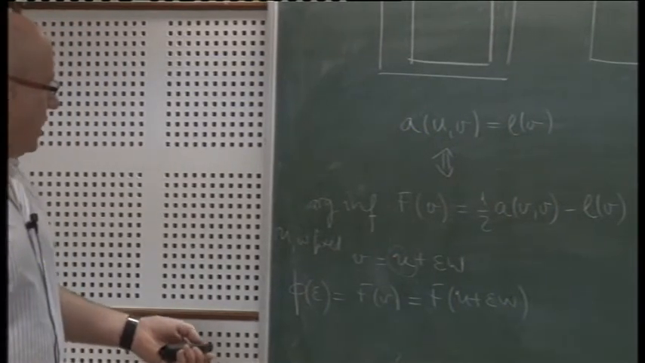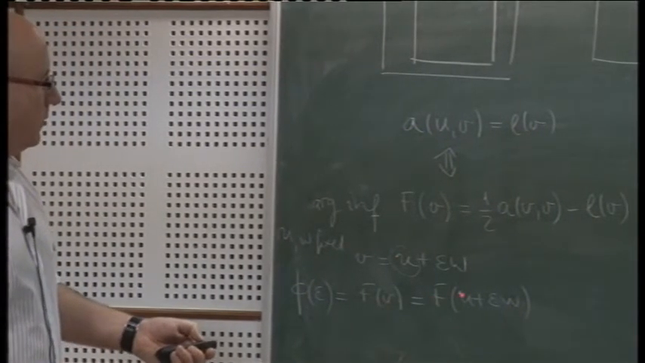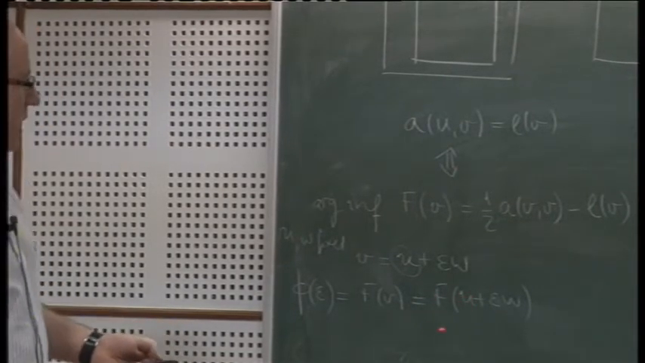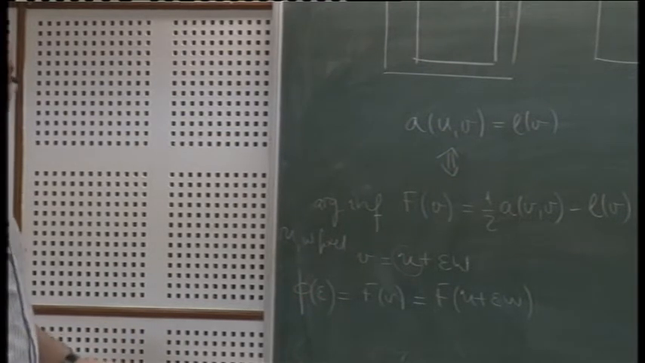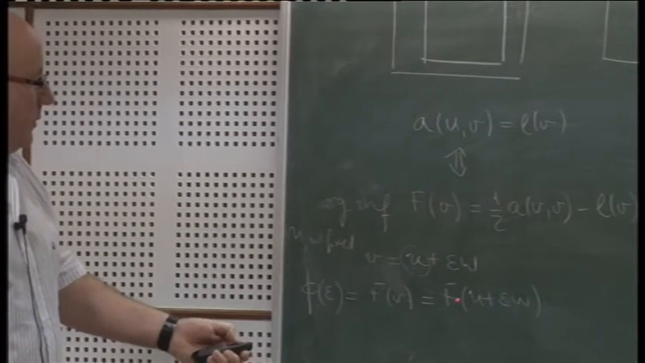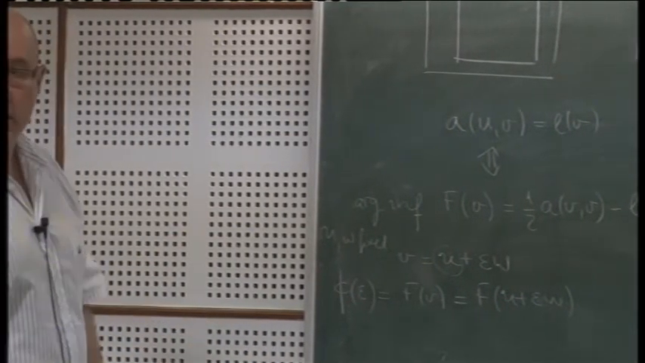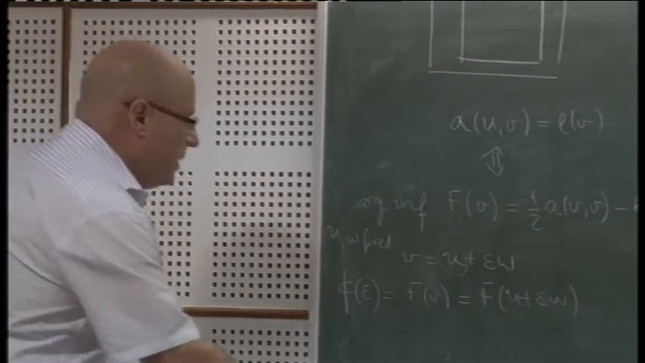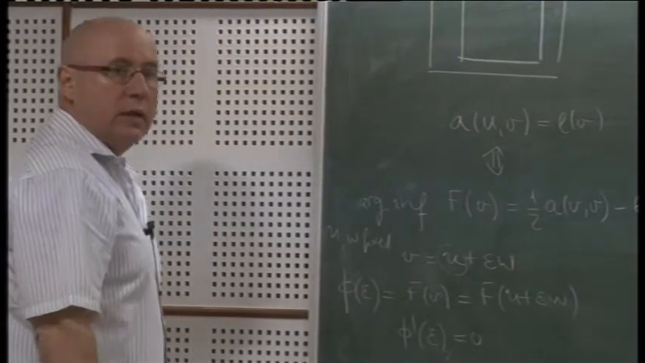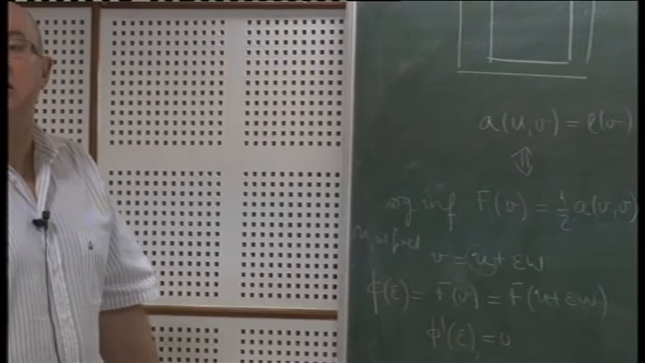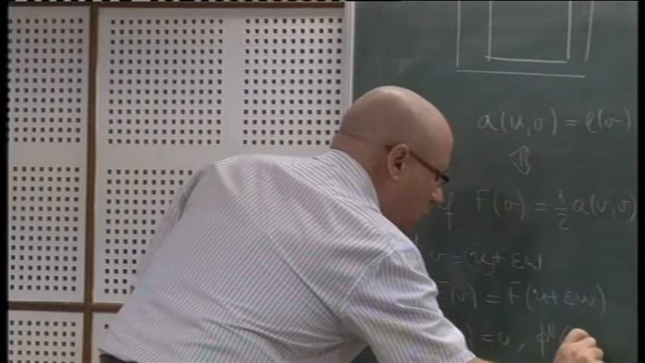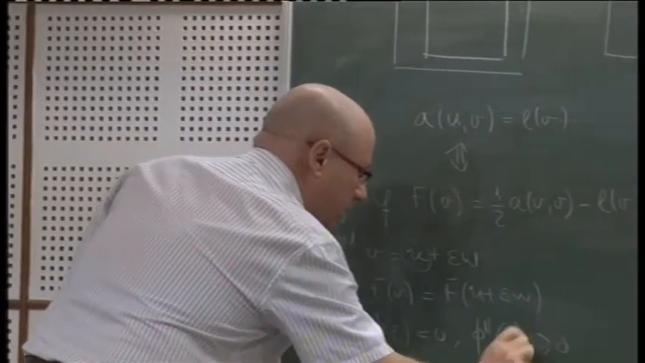And checking that F is minimum at u is equivalent to saying that phi is minimum at epsilon equal to 0. You understand that? And that means that I have to check that phi prime of epsilon is equal to 0. That would be the optimality condition. And to check that this is a minimum, the second derivative should be positive at epsilon equal to 0.